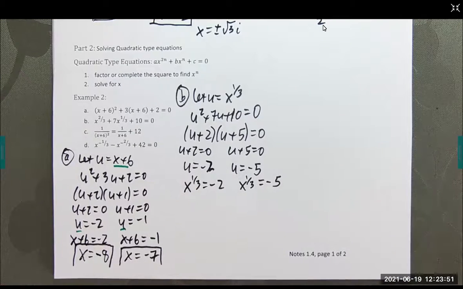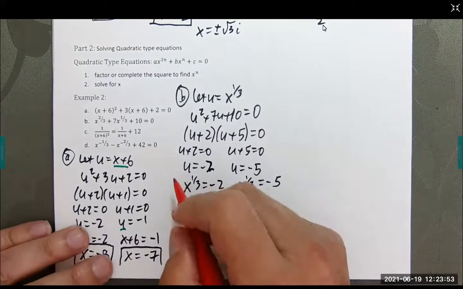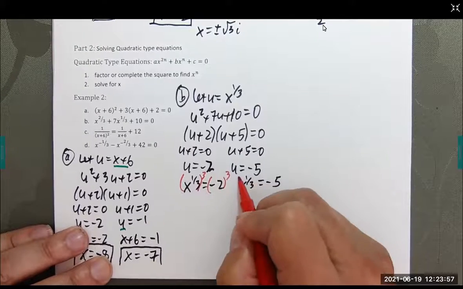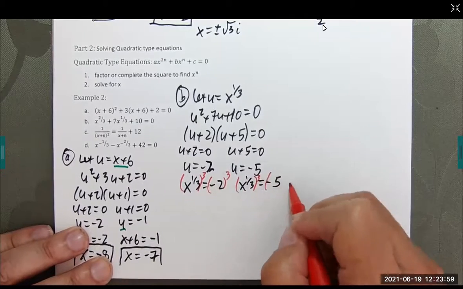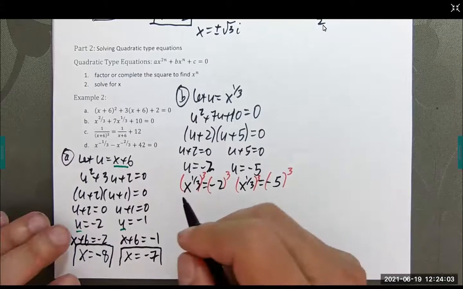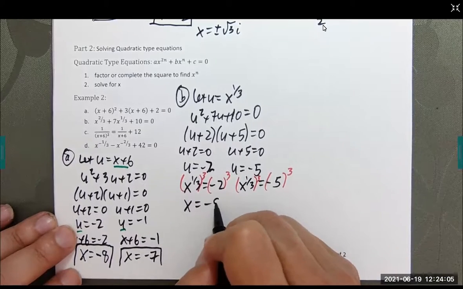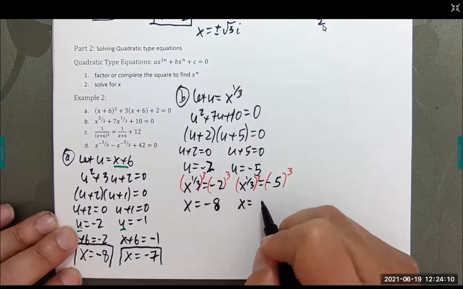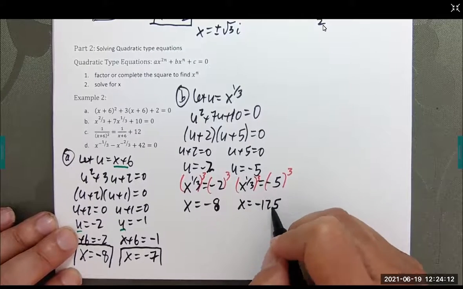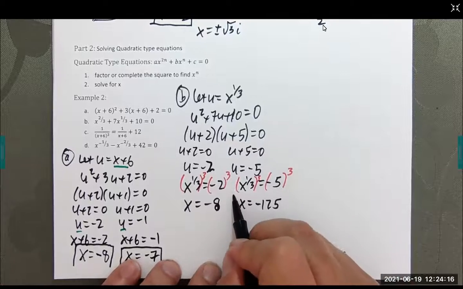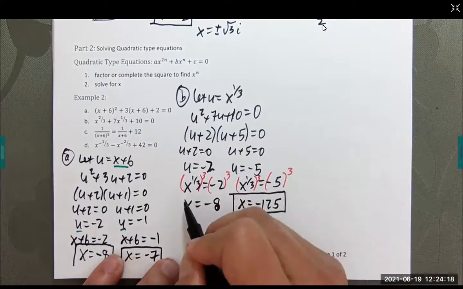And the only way to get rid of that 1/3 is to raise both sides to the 3rd power. Negative 8, x equals negative 125. So we have two solutions.